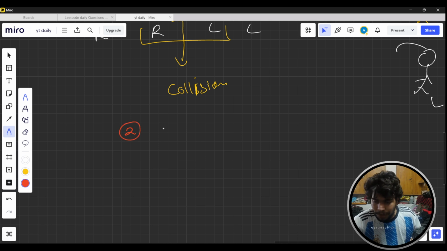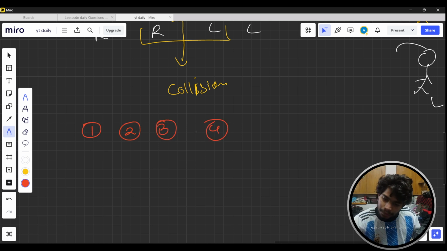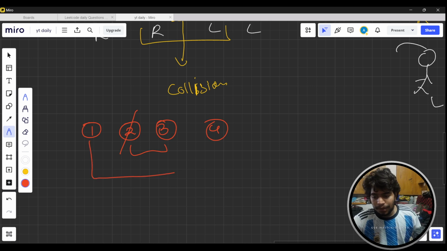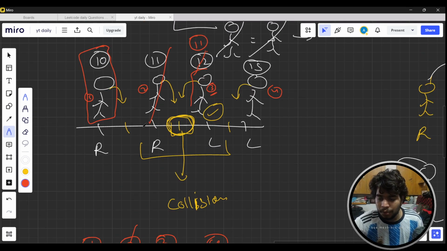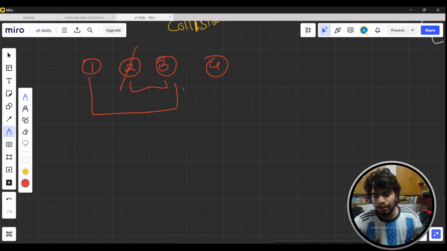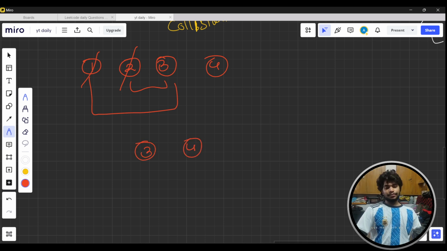There will be a collision between the second and third robot. There will be four robots. First, there is a collision between two and third robot, and robot two will be killed. After that, there will be a collision between 1 and 3, and who's more strong, like 3 is more strong, then 1 will also be killed. So at last, I will have 3 and 4 remaining.